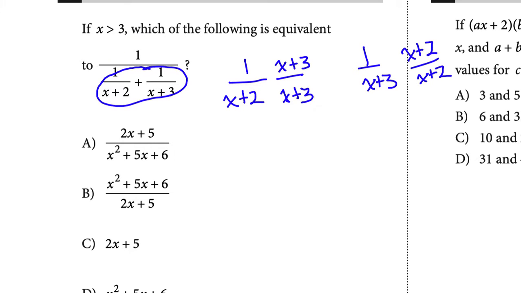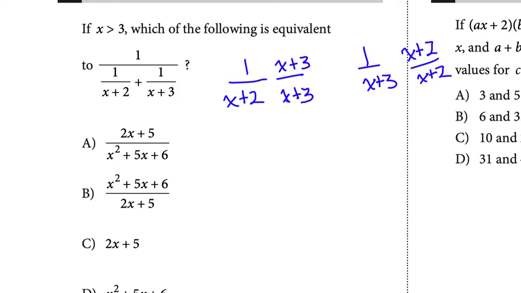How do I add these things? Well, I can't because they don't have like denominators. In order to get like denominators, I need to multiply 1 over x plus 2 by the thing that I'm missing, x plus 3 over x plus 3. In order to get this 1 over x plus 3, I need to multiply by what it's missing, namely x plus 2 over x plus 2. So this new denominator looks like this.